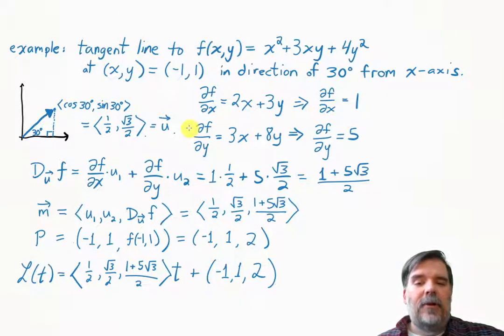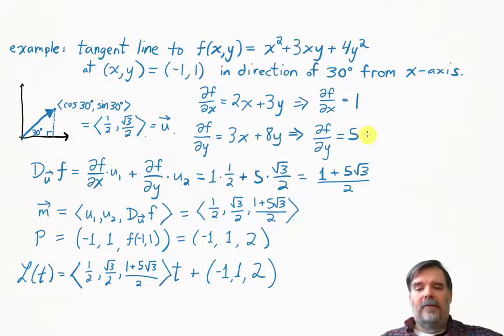To calculate the partial derivative df dy, y is the variable, and now x is the constant. The derivative of x squared is 0. The derivative of a constant times y is that constant. The derivative of 4y squared is 8y. And so there's our partial derivative. Again, plug in the values -1 and 1 for x and y. We'll find that df dy equals 5.